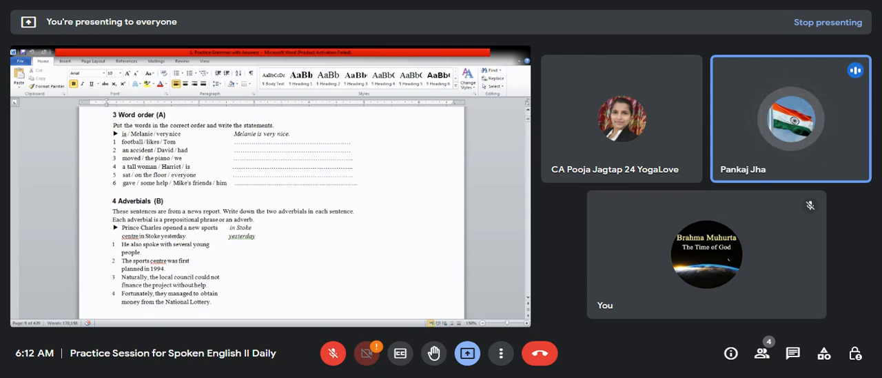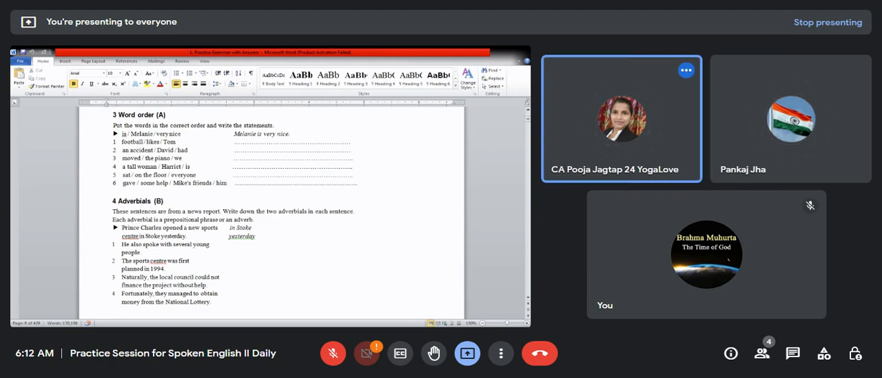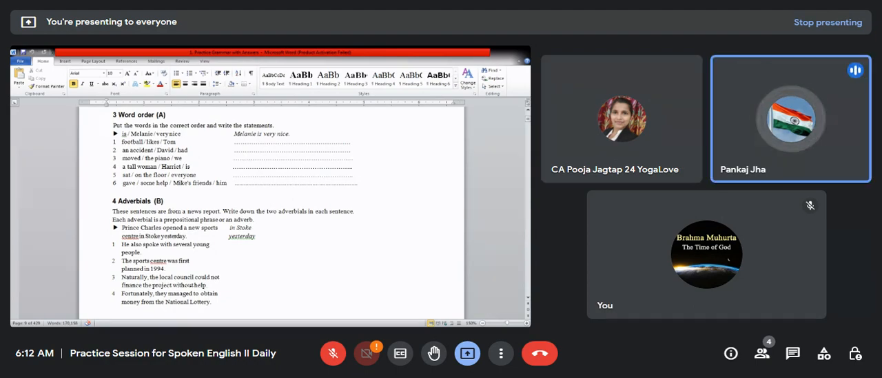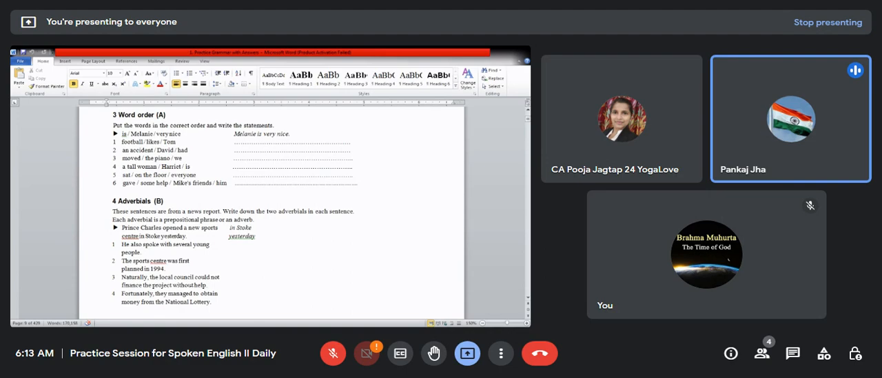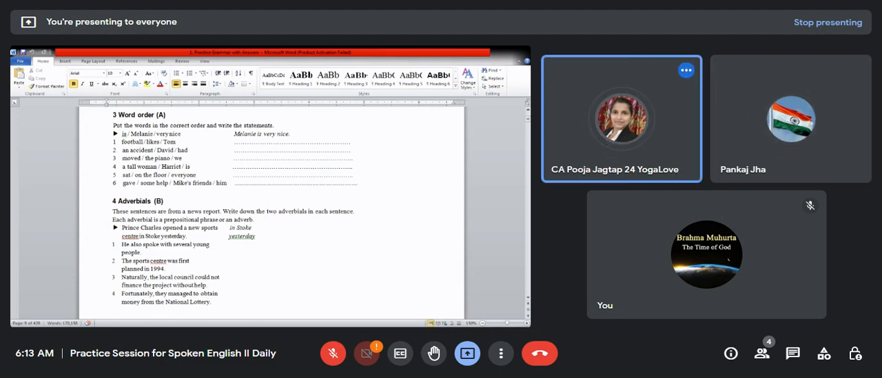So, ma'am, in the fourth adverbials, the sentence is: Prince Charles opened a new sports center in Stoke yesterday. So in Stoke and yesterday are both adverbials. This is what they gave in the example, no?